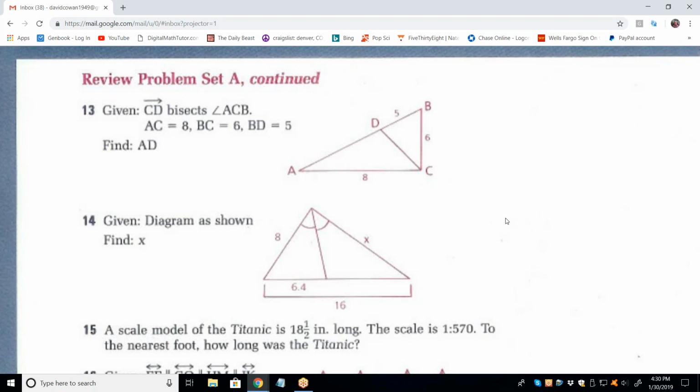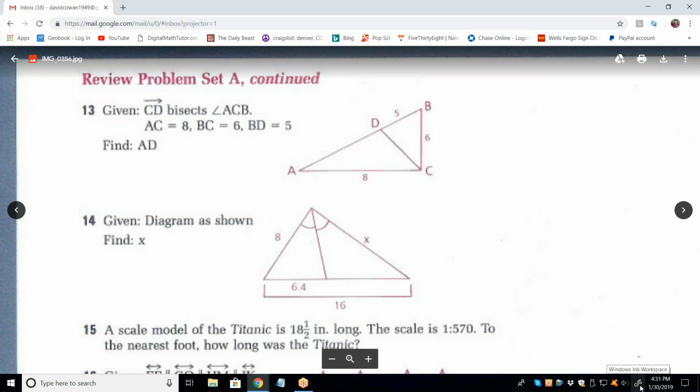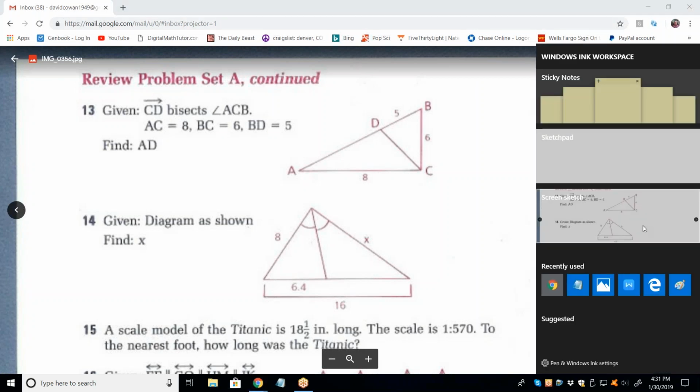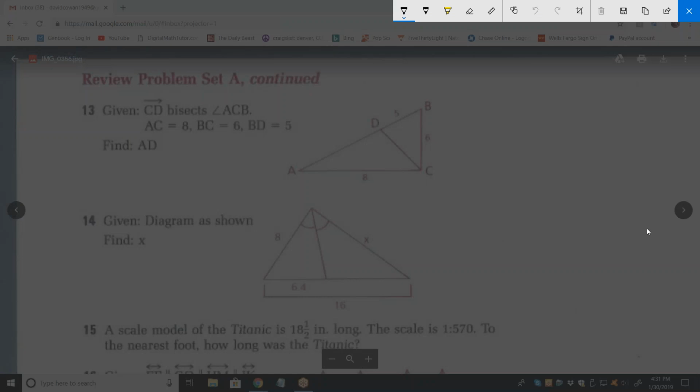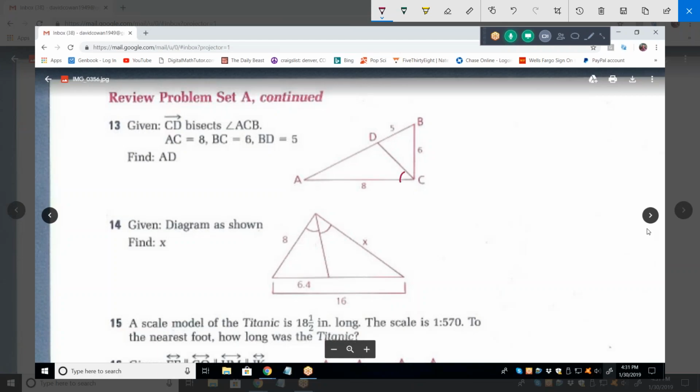All right. Let's see. CD bisects angle ACB. So let me write on here what that tells us right away. Oh, these are good ones, because these are always rotated, and strangely. Okay. AC is 8. BC is 6. BD is 5. Find AD.